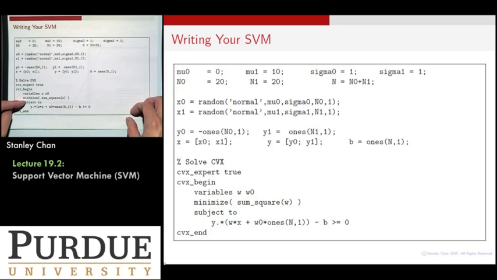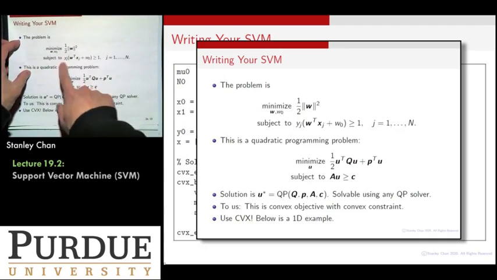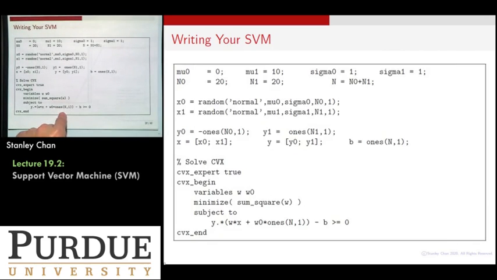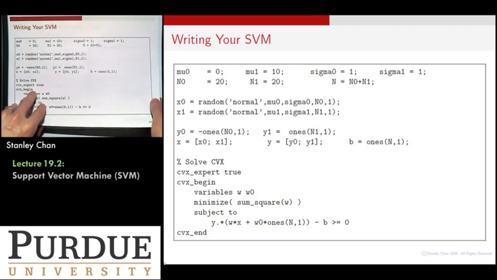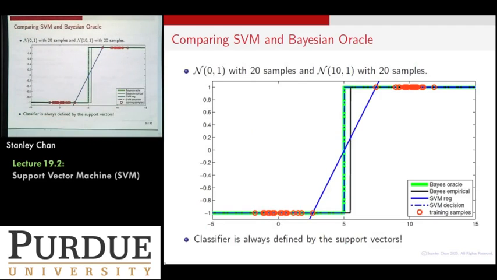Okay, what are the 2 lines? Minimize the sum of squared w. That's very easy. Subject to y times w transpose x plus w0 times all the ones minus b bigger than 0. It's literally just translating this equation to this. And then you run CVX, click a button, wait for a couple of seconds, and you get a solution. Happy life. That's why I really like CVX, because then you don't have to suffer in programming your stochastic gradient descent. It's a lot easier.